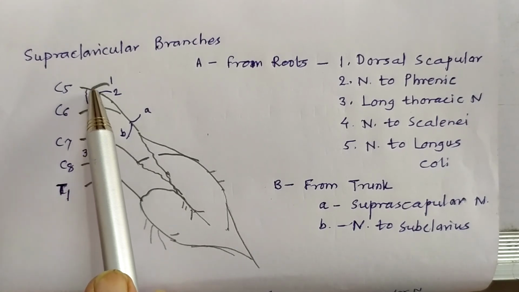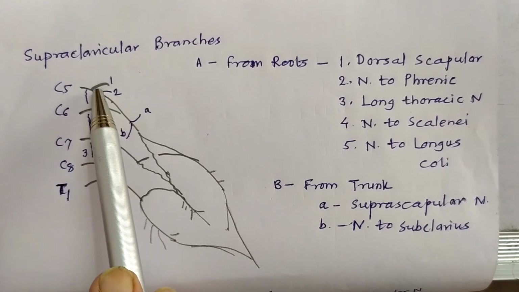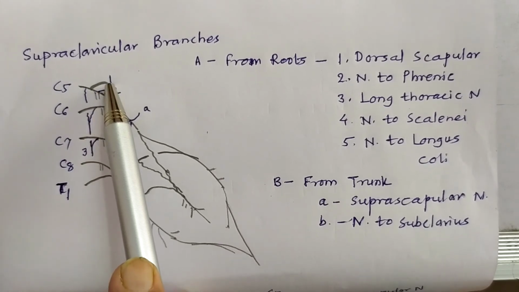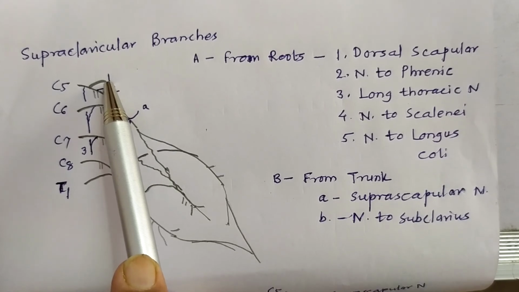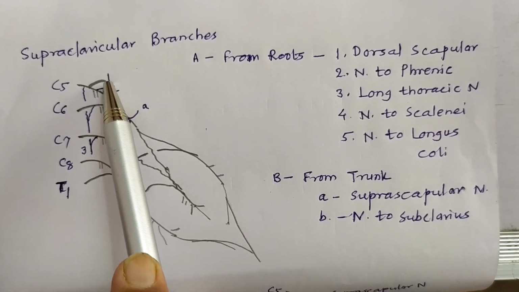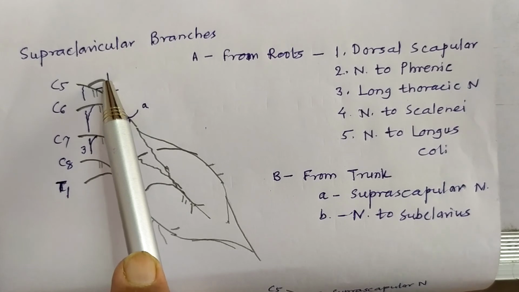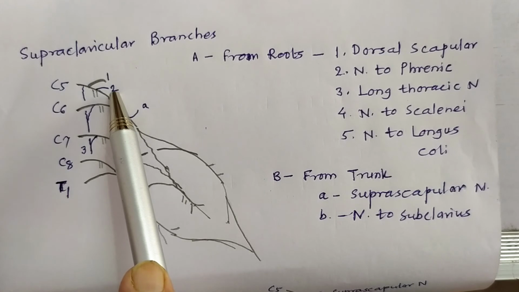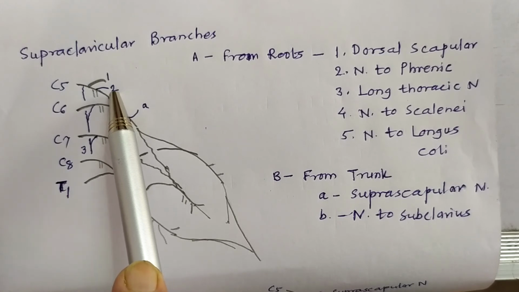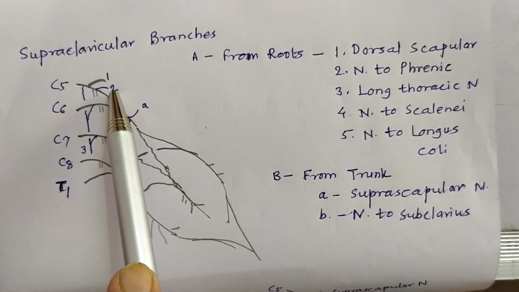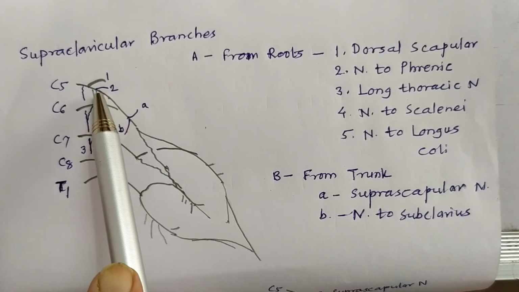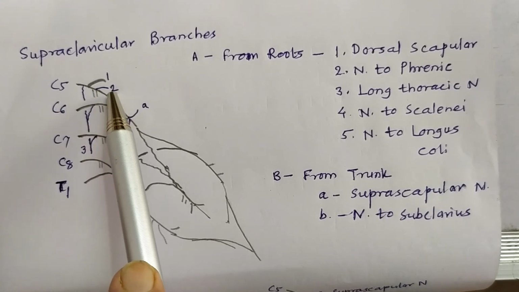The branches from roots are from C5, dorsal scapular nerve. It is also called as nerve to rhomboides, and it supplies the rhomboides major, rhomboides minor muscles. Then second branch is nerve to phrenic. Phrenic nerve supply the diaphragm, and the root value of phrenic nerve is C3, C4, C5. So C5 gives a branch to the phrenic nerve.